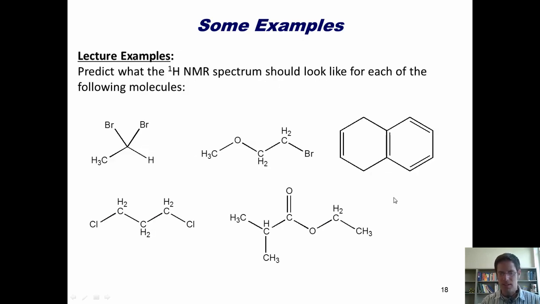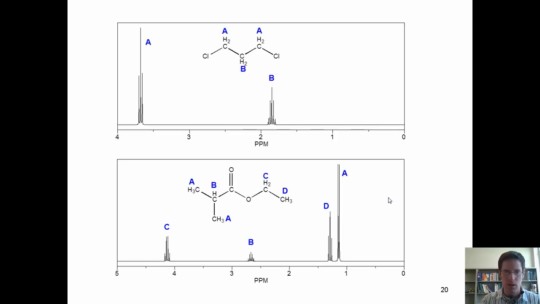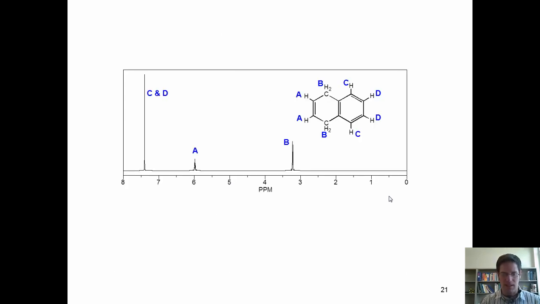Here are some examples to consider. I want you to predict what the proton NMR spectrum should look like for each of the following molecules. I'll let you pause now and do this before you go on, since the answers to these are shown on the following slides. Here are the answers to the first 2 examples. Here are the answers to the next 2 examples. And here's the answer to the last example. I'll leave it to you to see if you can understand what we've just seen. And as always, if you have questions, you can ask me in class.